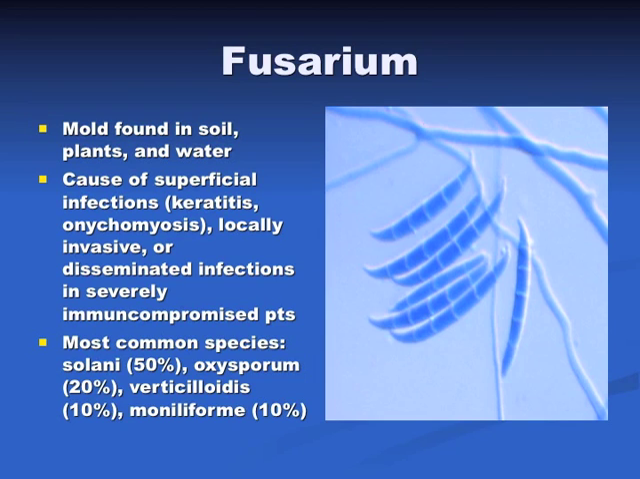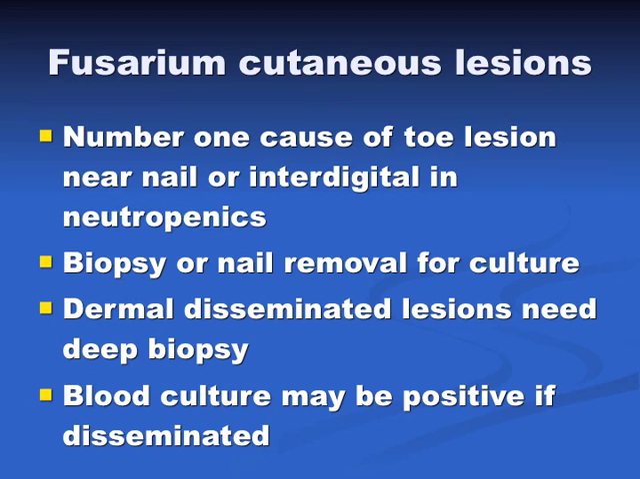Okay, Fusarium. This banana-appearing mold here is found in soil, plants, and water again. It's a cause of superficial infections, keratitis, onychomycoses. It can be locally invasive or cause disseminated infections in severely immunocompromised patients. Most common species include Fusarium solani, 50%, oxysporum, 20%, verticillioides, 10%, and moniliforme, 10%. Species will be important later.